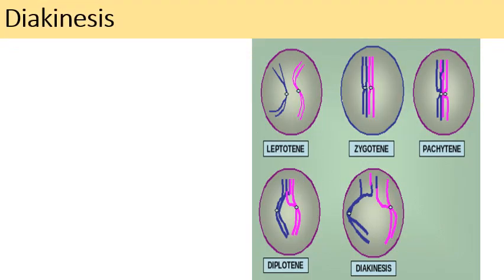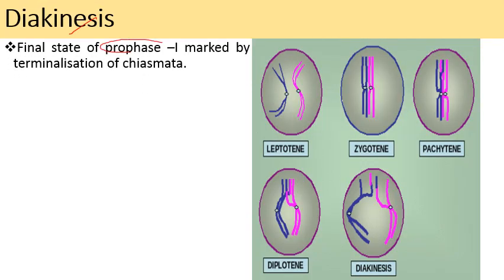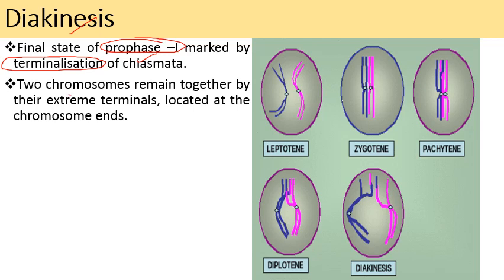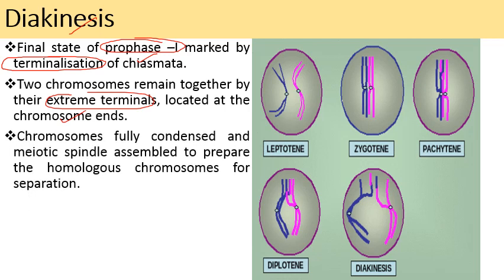Next comes Diakinesis. It is the final stage of Prophase I and is marked by a process known as terminalization of chiasmata. Chiasmata are the points where the crossing over has occurred. Two chromosomes remain together by their extreme terminals located at the chromosome ends. So the chromosomes remain in pair by the extreme terminals. In this stage, they are fully condensed, and the meiotic spindle is assembled to prepare the homologous chromosomes for separation in anaphase. So the preparation for the separation by the spindle fibers starts here.